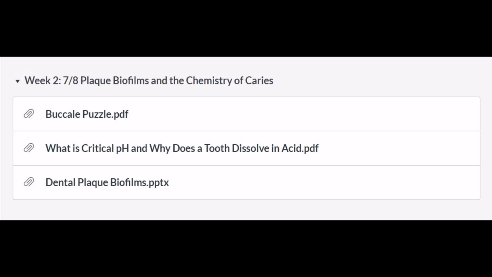But for remineralization, you have to have bioavailable calcium and phosphate to remineralize these lesions. And this remineralization process happens more quickly in the presence of fluoride.